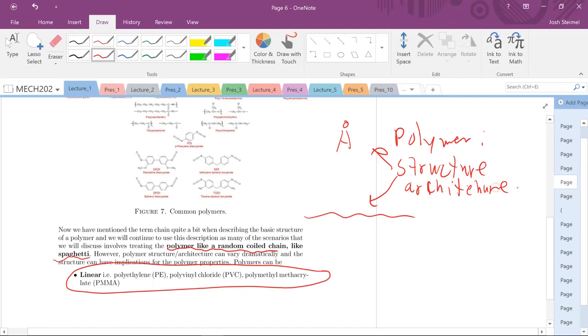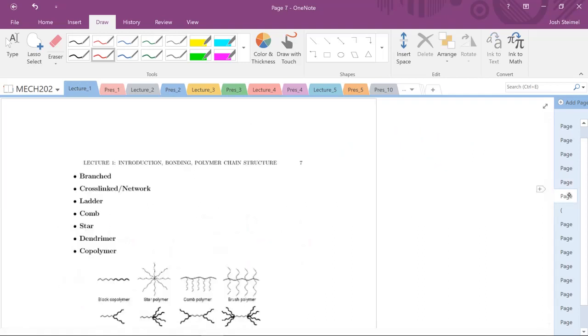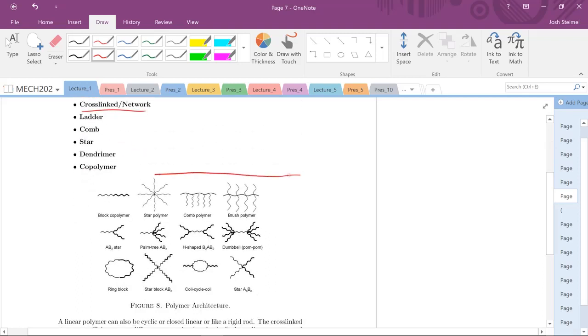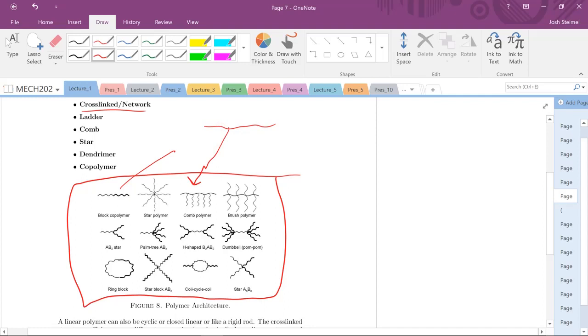So polymer structure, polymer architecture, it can be linear, as you'll see here. It could be branched, cross-linked, ladder, comb, star, dendrimer. There are lots and lots of different polymer architectures or structures that you're going to run across. And again, as you might expect, this linear polymer is going to behave much differently than this comb or the brush or the star architecture.